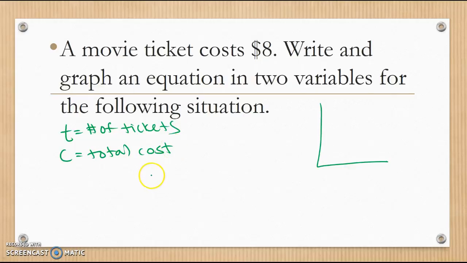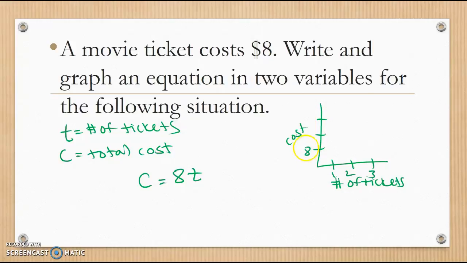So if I wanted to know how many tickets, T tickets I bought, the cost would equal 8 multiplied by how many tickets we bought. So C equals 8T. So that's our equation. And the amount of tickets we buy affects our total cost. So our independent variable is the number of tickets. Our dependent is cost. I'm going to label tickets 1, 2, and 3. Cost is going to go up by 8.